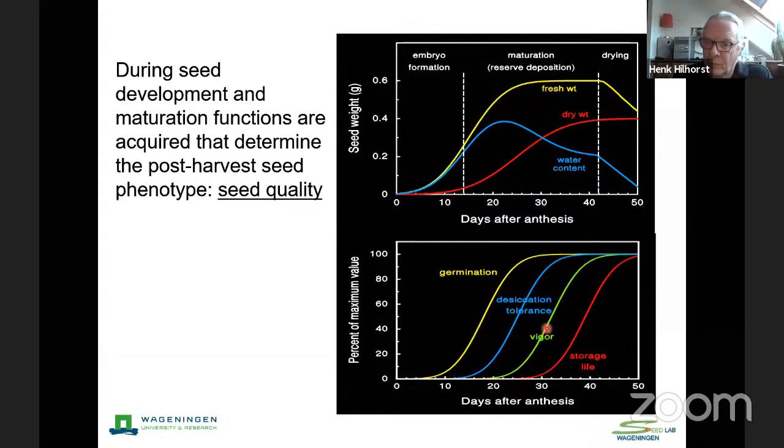Later, the vigor of the seeds is acquired. So this is the major seed quality trait that is developed here. And then usually at the very last, the storage life, the capability of seeds increases.